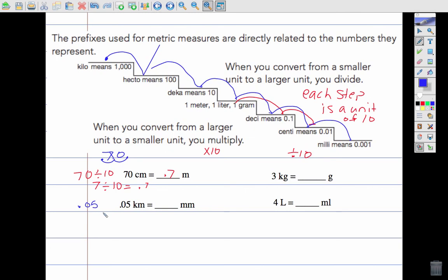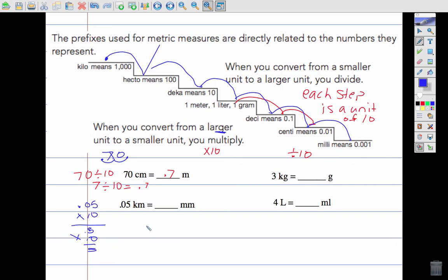So I have to multiply by 10. Am I going to divide? No, because I'm going from a larger unit to a smaller unit, so I multiply. So I'm going to multiply this by 10, and that's going to give me 0.5. Then I'm going to multiply that by 10. That's going to give me 5, and so on and so on.